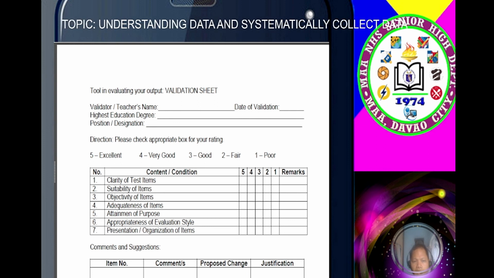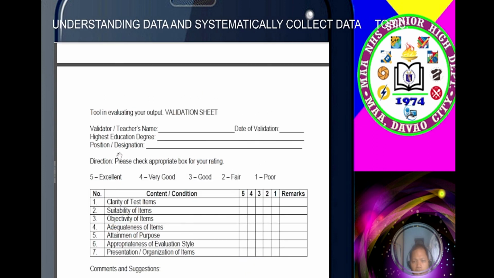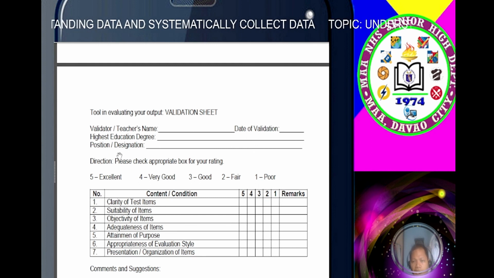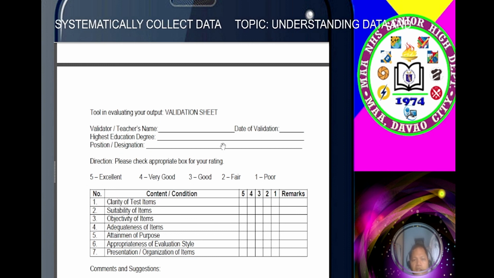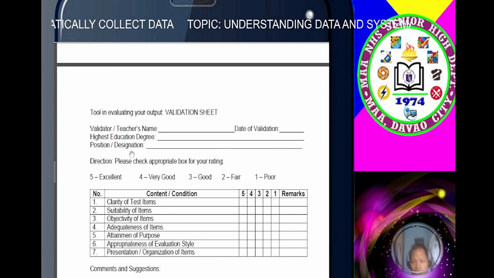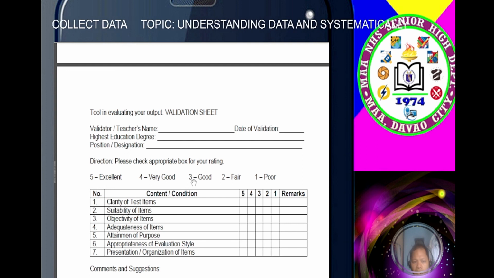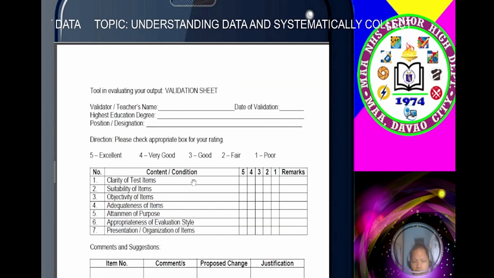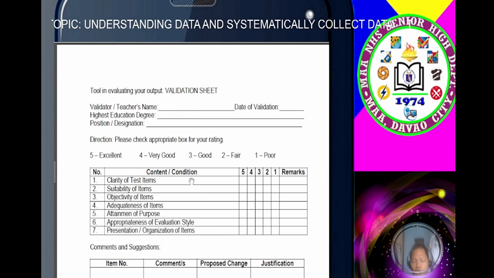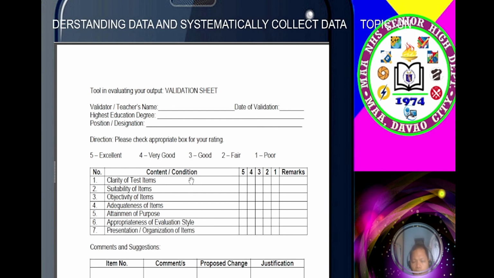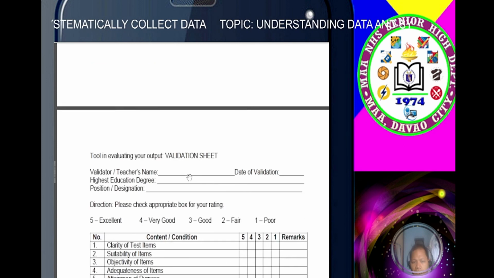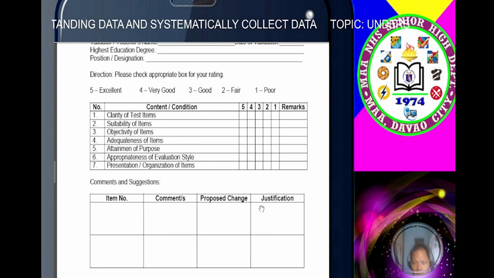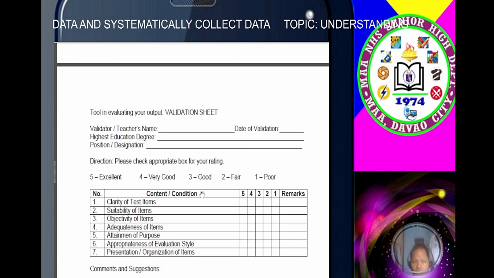After that, you have it checked by an expert validator. In our discussion in the previous module, we already discussed the validation sheet. You will let your teachers or experts judge or evaluate the items in the questionnaire in your study. Those are your validators. You can have 3 validators for your questionnaire.